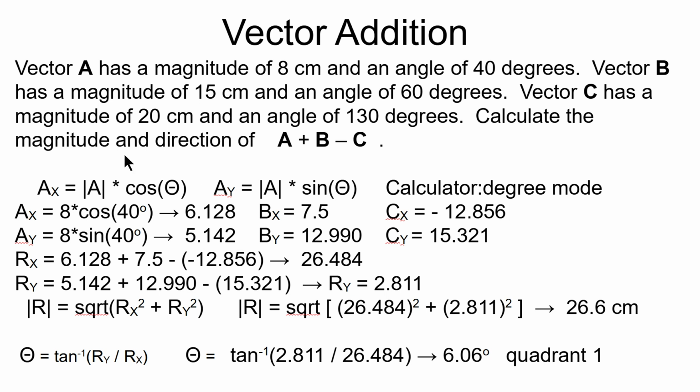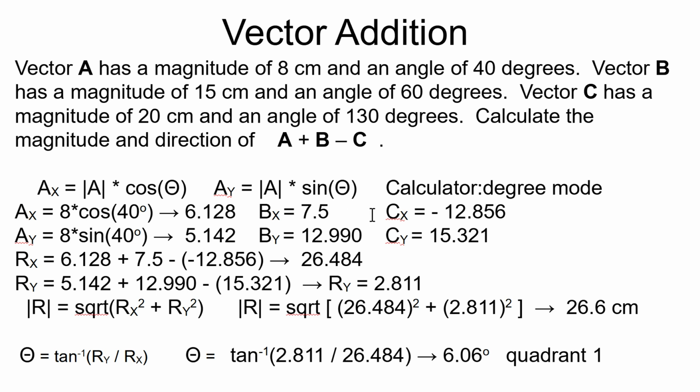Okay, well, let's find these components. And I'm not going to put in all of the work here that's done for this. I've done it just for the A vector. But to find a sub x, I take the magnitude of A, 8, times the cosine of 40 degrees. I've rounded a little bit here, 6.128. And the a sub y component is 5.142. In a similar calculation, the b sub x is going to be 15 times cosine of 60 degrees, and b sub y is going to be 15 multiplied by sine of 60 degrees.